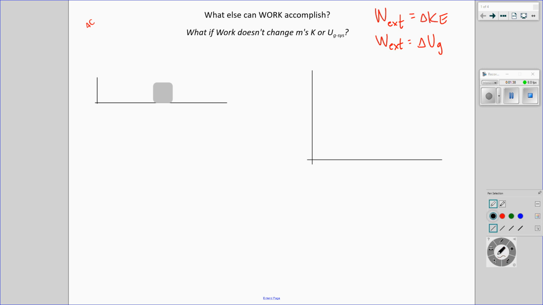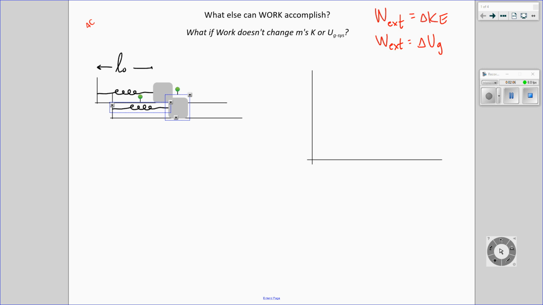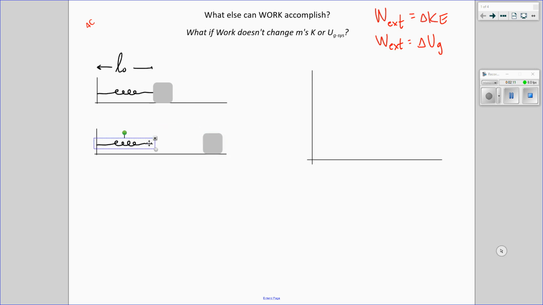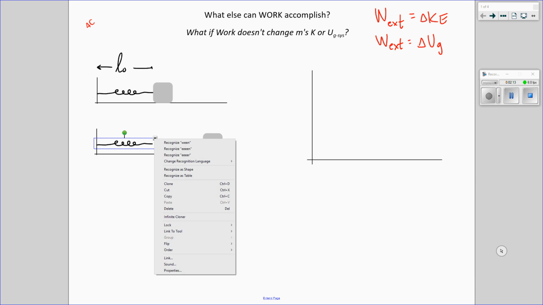And that case is, what if there's an object attached to a spring? Let's call this the spring's equilibrium length, its natural length. And then let's say also that this object is moved. Let's say this object is moved from here to here, and then that makes this spring expand.